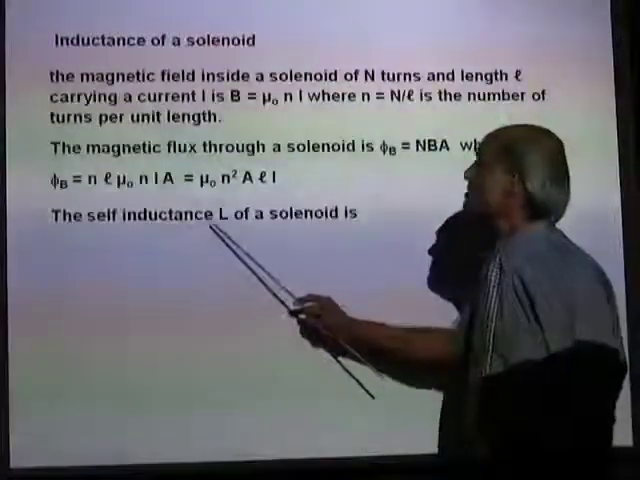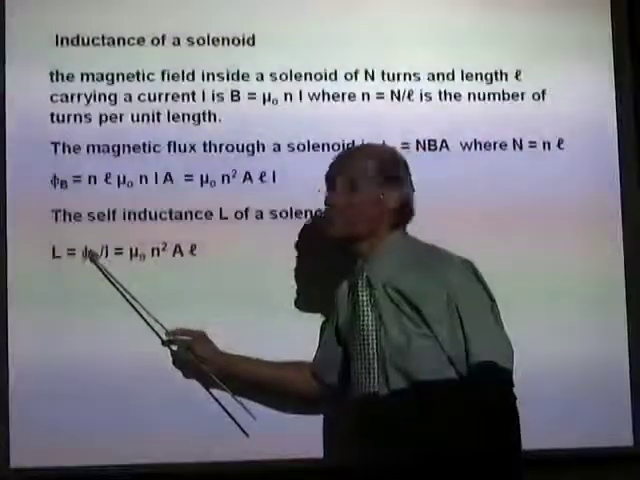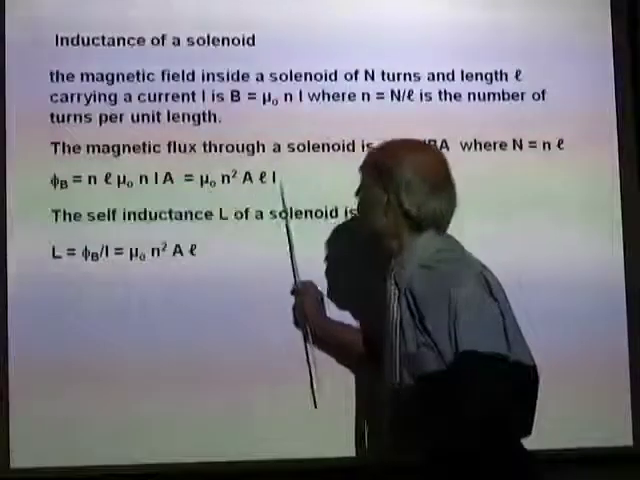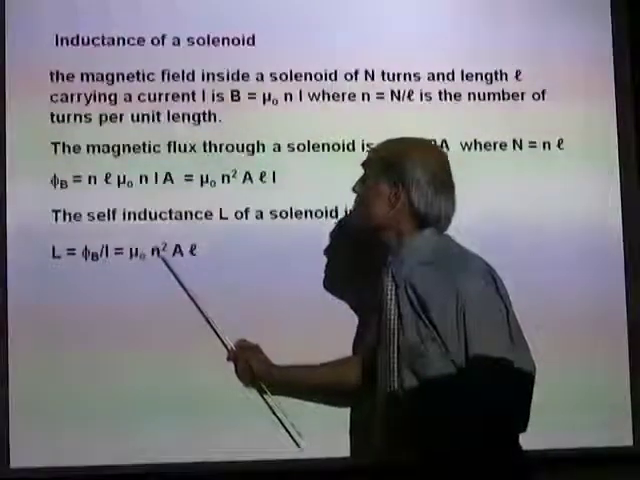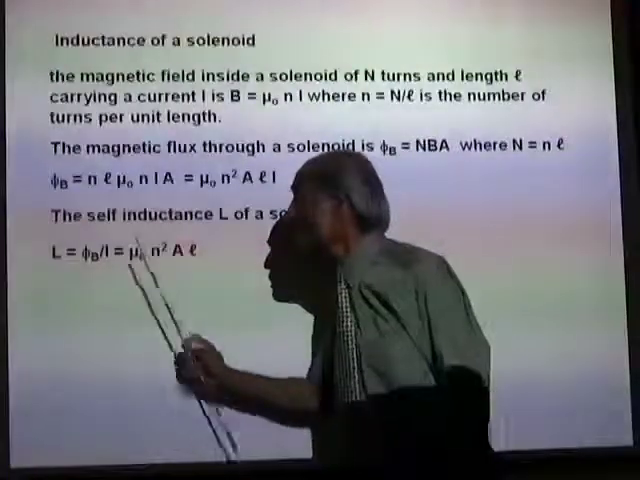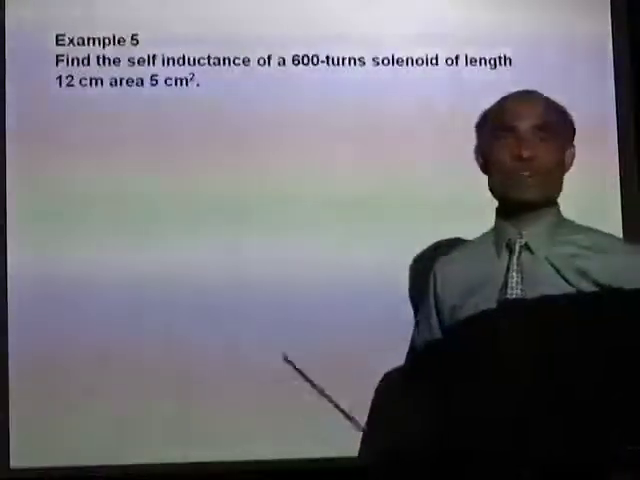The self-inductance L of a solenoid is L equals phi B divided by I. And if you divide this quantity by I, you get mu0 n squared A l. And this is the expression that gives you the self-inductance of a solenoid.